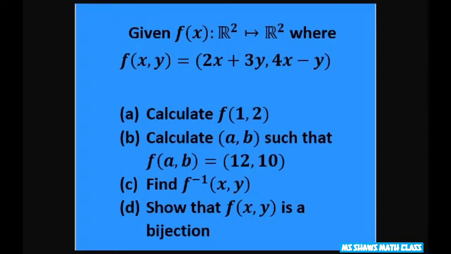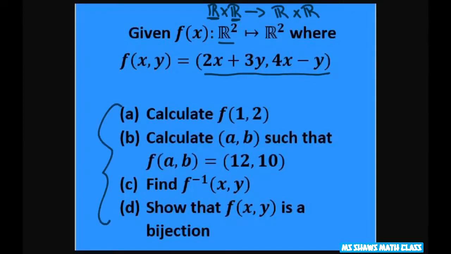Everyone, given f of x is mapped from the domain R squared, which remember, this means R, this is your Cartesian product. So that's what this means here. This is your domain, and this is your range. And that's what it's mapping to. So here is our f of x, y for our Cartesian product, and we're going to answer these 4 questions.